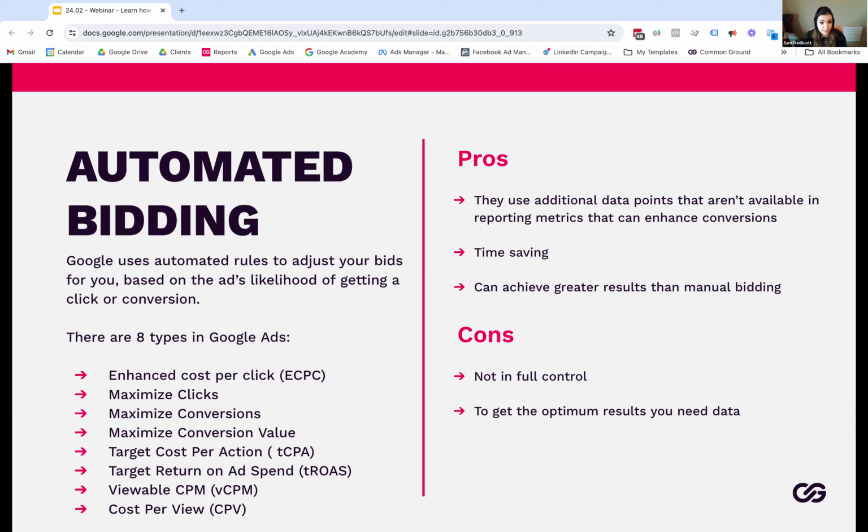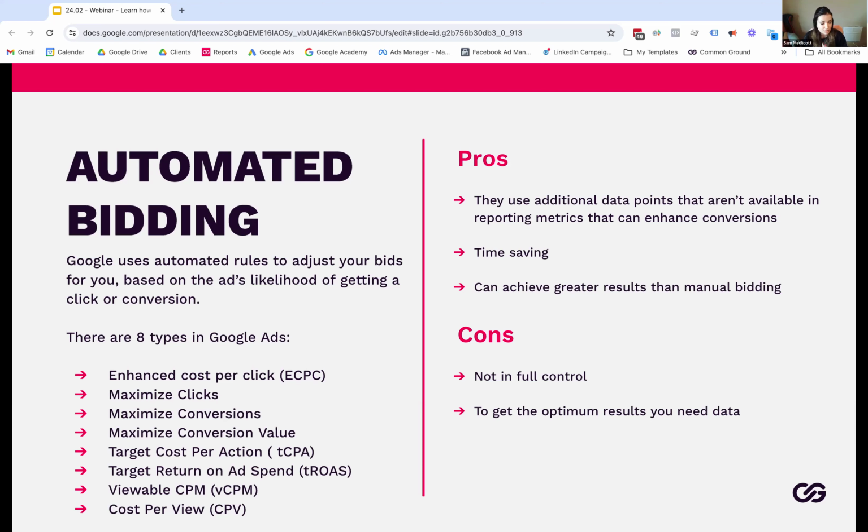With automated bidding, Google uses automated rules to adjust your bids for you, so you have to give some control over to Google, and this is based on the ad's likelihood of getting that click or conversion. So there's 8 types, varying from enhanced cost per click, all the way to cost per view, target cost per action as well.